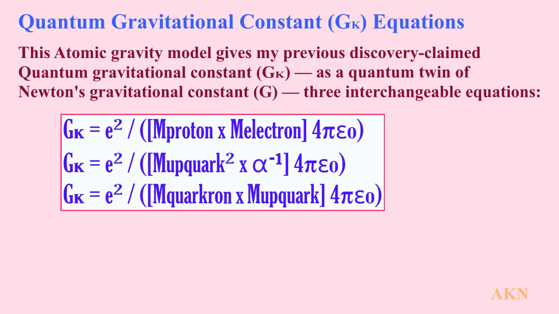One equation involves the product of masses of one proton and one electron. One equation involves the product of masses of two up quarks, and one equation involves the product of masses of one up quark and one predicted virtual particle named Phi Quark.